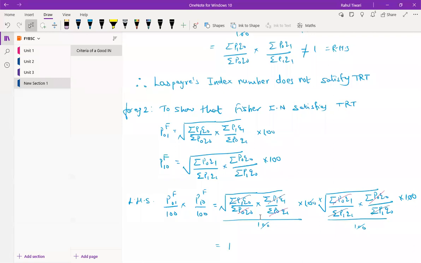The next part, which is show that, or you can say check whether Paasche, comma, Dorbish, Bowley price index number, and Edgeworth Marshall index number satisfy TRT or not. So you can just check. Okay, you can just work on that whether it satisfies or not. Is that clear to all?